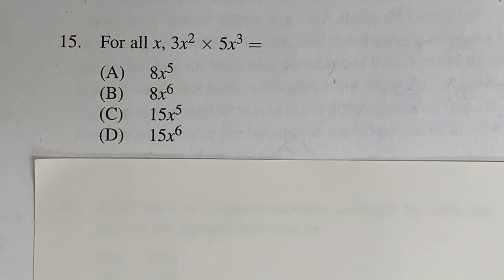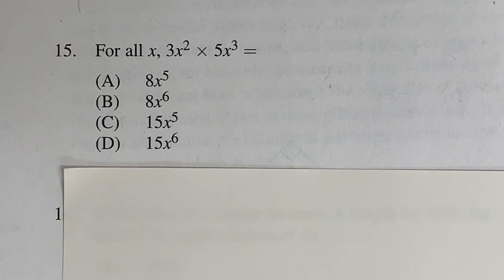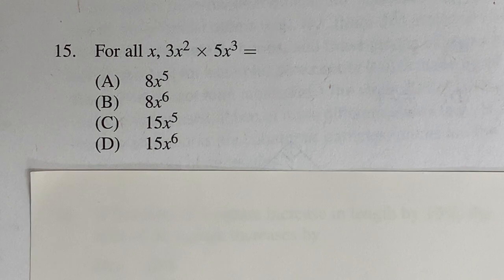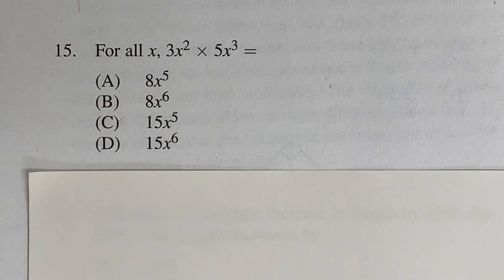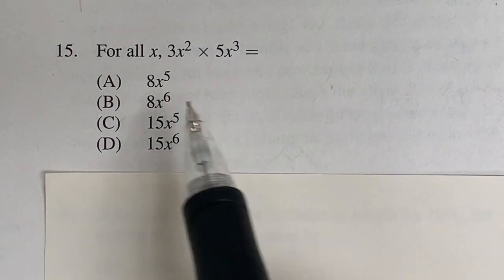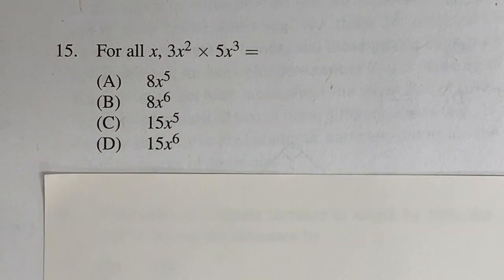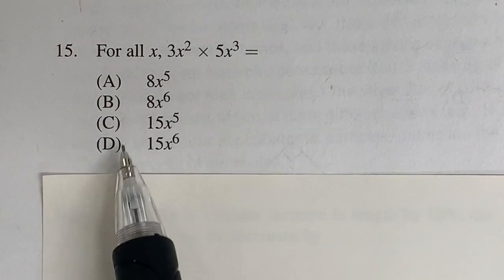Question number 15. This is an exponent question. And this seems to be a very simple, easy question, but somehow people make a lot of mistakes because they get the exponents wrong. So here, be careful when you have an exponent question and you have a multiplication, always remember you have to add the exponents. So here, 3 times 5 is 15, so you can just eliminate A and B right away. So you're going to end up with C and D.